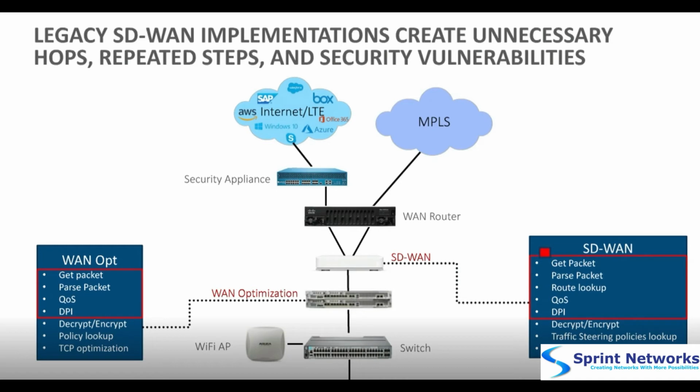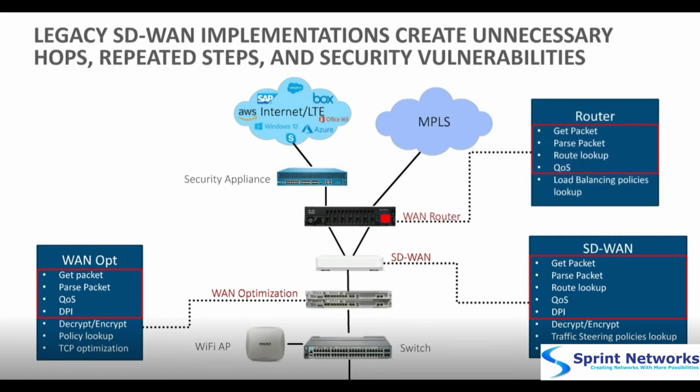Next, the packet will get to the SD-WAN appliance. At this point, it will go through the same process. It will do its basic lookup, it'll do some traffic steering, and then forward the traffic down to the WAN router. At the WAN router, it will perform a similar set of functions. It would do a route lookup and pass it on to the next appliance.